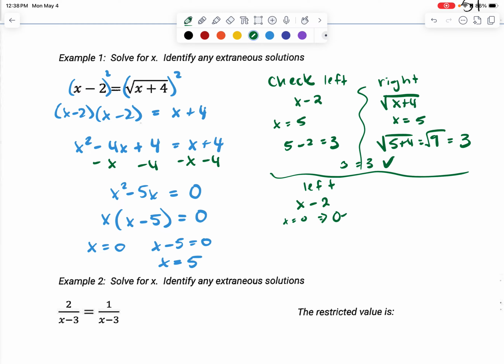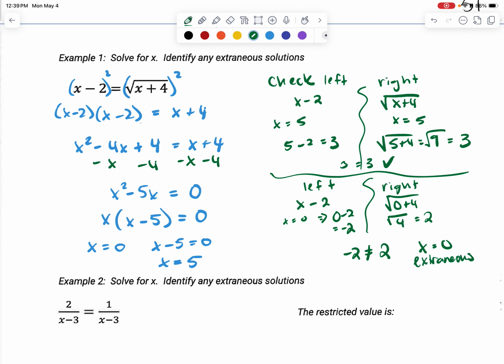0 minus 2 equals negative 2. On the right, the square root of 0 plus 4 is the square root of 4, which is positive 2. Negative 2 does not equal positive 2, so x equals 0 is extraneous. So I'm going to keep 5 because it's valid. It causes the left side to equal 3 and the right side to equal 3, so it's a true statement.